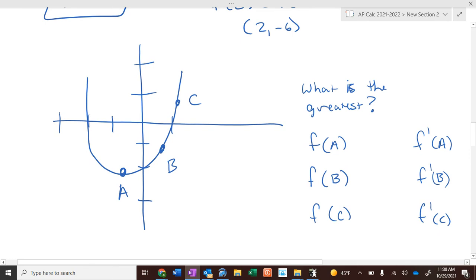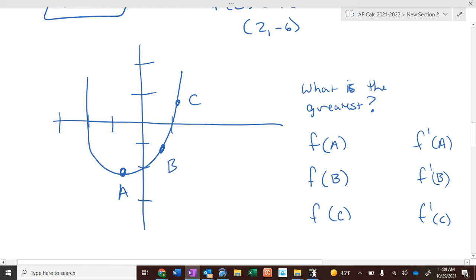On this graph, which one has the greatest value? F of A, F of B, F of C? The first derivative at A, the first derivative at B, or the first derivative at C? What's the first derivative of A? First derivative of A, I would say, is probably 0. So what's the first derivative of B?